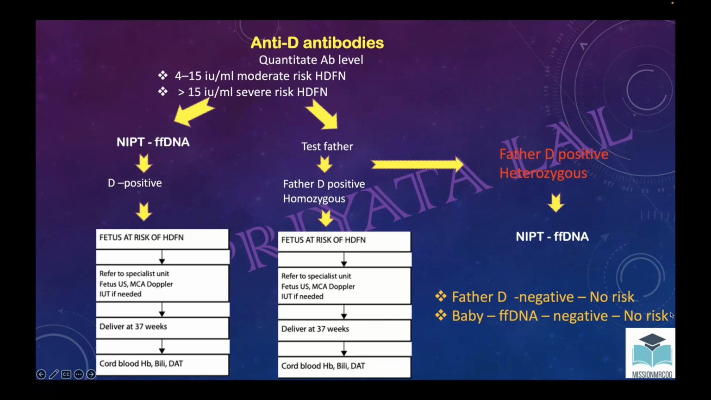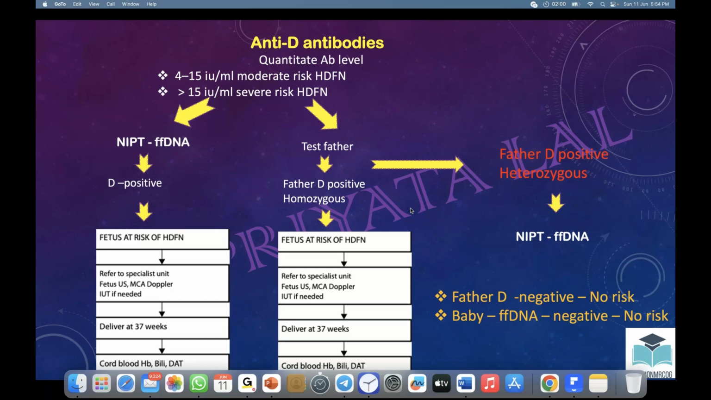In the other conditions, where the baby is positive or the father is heterozygous, the baby would be at risk, so the whole pathway would be followed. Is it clear? Because most of your questions will be solved by this only. Okay. Now we move to the anti-C antibodies.